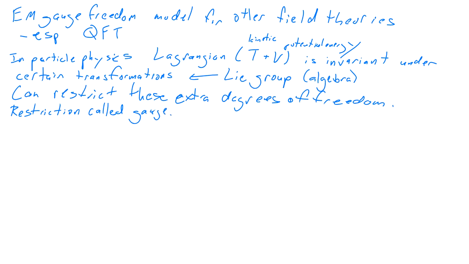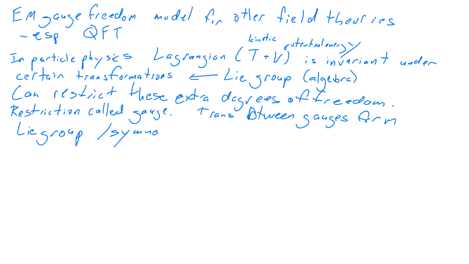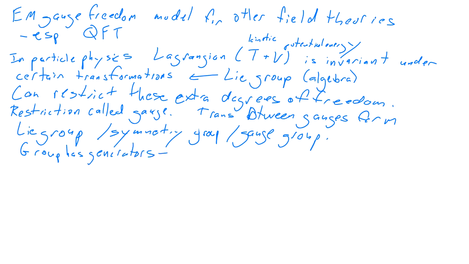Right. And transformations, I'm sorry, it was the transformation between gauges that forms the Lie group, or a symmetry group, or a gauge group, right? Between gauges. Also called a symmetry group, or a gauge group. Cool. And so the group has generators, and those are elements from which the other elements can be formed.